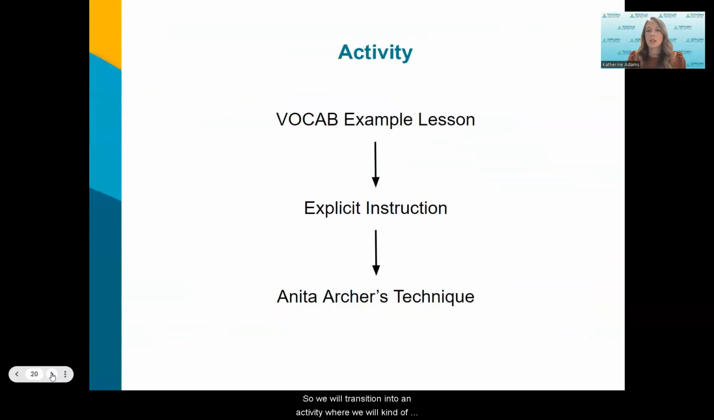So we will transition into an activity where we'll kind of model some of these. This is a vocabulary example lesson that deals with, like I mentioned, that explicit and systematic instruction. We'll focus in on Anita Archer's technique. This is something that you can reference at a later point, but it'll be embedded within the activity. For your knowledge, I'm using a vocabulary term hopefully you're not familiar with, or maybe not as familiar with. It would be different for students, but this is just a fun way to see how we might design instruction to teach vocabulary.